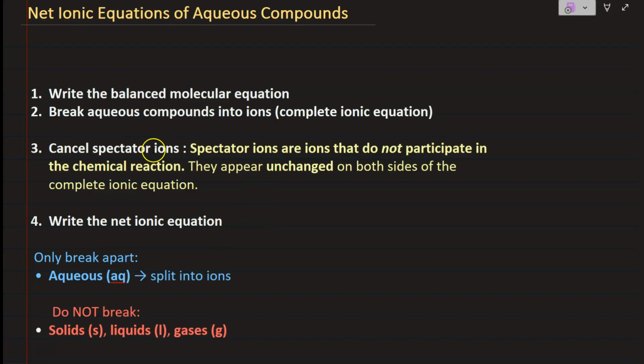Now, remember that spectator ions do not participate in any chemical reaction. In the specific chemical reaction, they appear unchanged on both sides of the complete ionic equation. That means they don't form water. They don't change the oxidation state of the solution. They don't change the electrical charge part of the solution. None of that. They just do not participate in the chemical reaction.